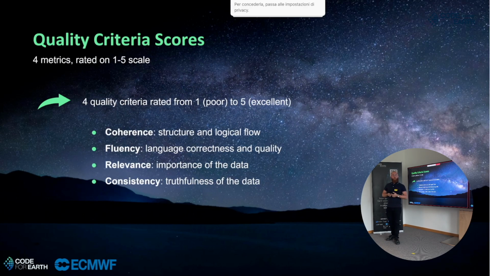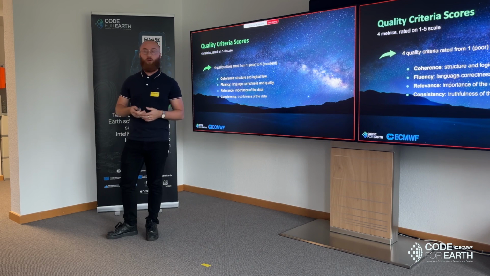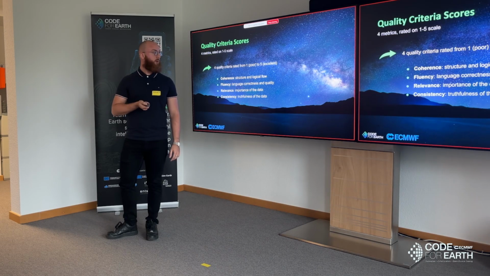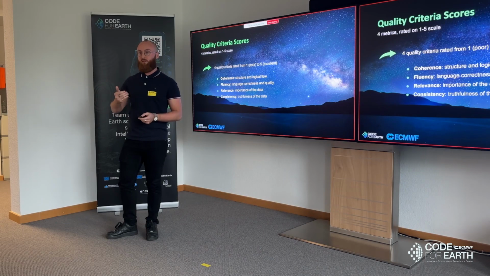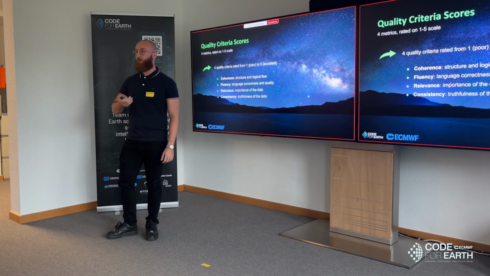Now, let's dive into the quality criteria evaluation that answers some of these questions. So here you have a small explanation of the different criteria. Coherence and fluency are for language-oriented quality evaluation, whereas relevance and consistency are for data-oriented evaluation of the quality. So coherent structure, fluency, language correctness, relevance, importance of the data that was extracted. So this is dependent on the situation, on the context. And consistency is just accuracy, how truthful was the data extracted and present in the descriptions.